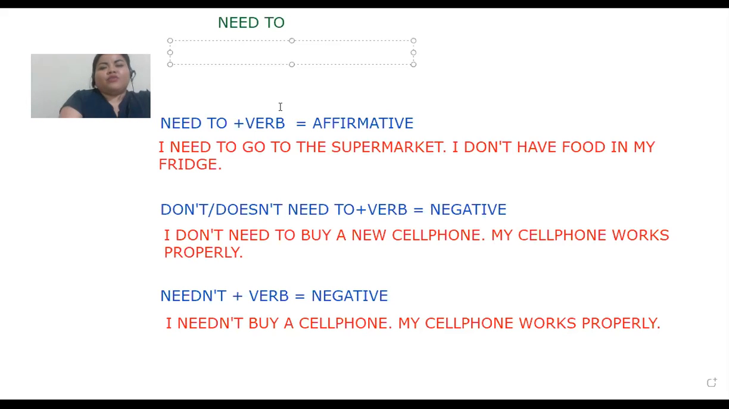Okay, it seems like nobody has a question anymore. So what are we going to do? Right now, following this example, right? Following these three examples, we are going to make our own examples. Individually, please take a screenshot of this work. Take a screenshot.